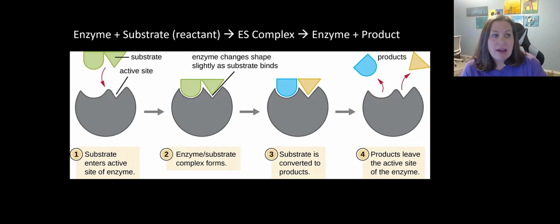So an enzyme is going to have their active site. Once the active site is open, the substrate can enter into it and bind. Once the substrate binds, we call this the enzyme substrate complex.